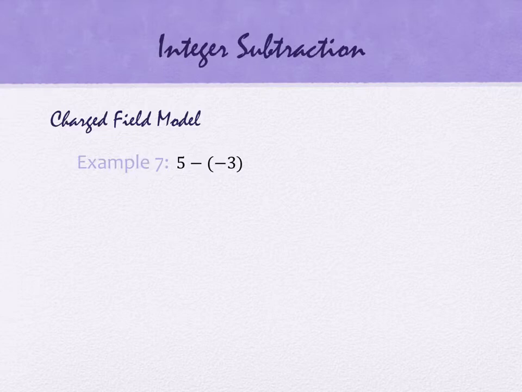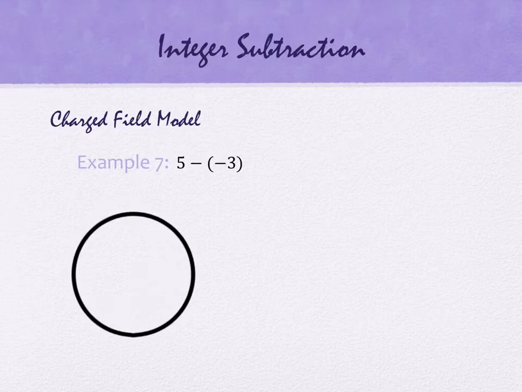Okay, the same thing is going to happen on charged fields. So go ahead and draw the picture you believe will correspond to this model. And then we'll make sure that we all have the same thing. 5 minus negative 3. Same problem. It's just with charged fields. So it's pluses and minuses, not colored chips.